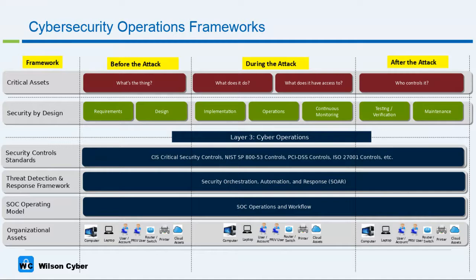And for each of these capabilities at the operations level, we're really looking at protecting our organizational assets, which include our computer systems, our laptops, our user accounts, our privileged user accounts, our network devices such as our switches and routers, printers, and our cloud assets, both before the attack, during the attack, as well as after the attack.